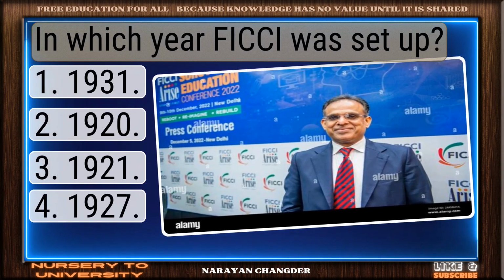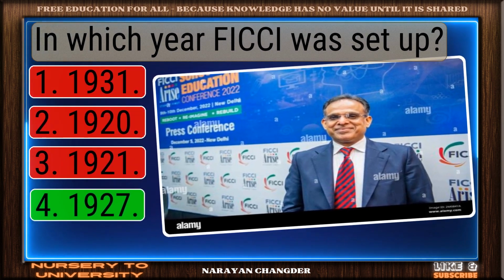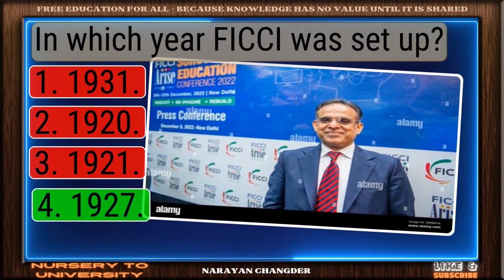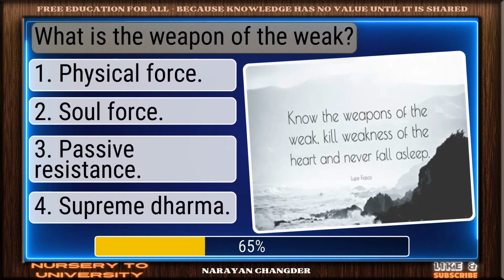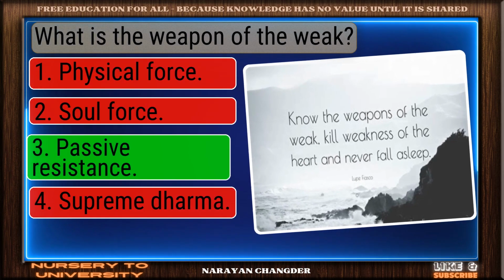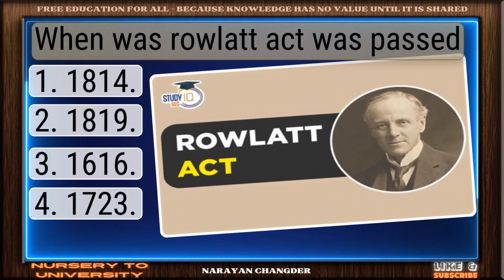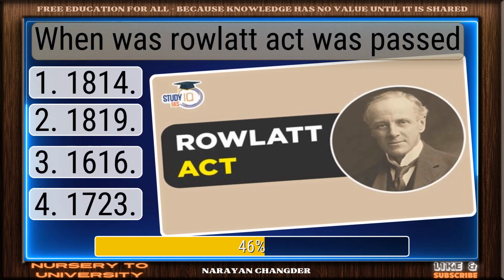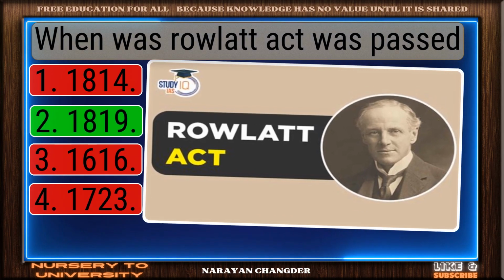In which year FICCI was set up? Excellent. 1927 is well reasoned. What is the weapon of the weak? Well picked. Passive resistance is correct. When was Rowlatt Act was passed? Valid point. 1919 is true.